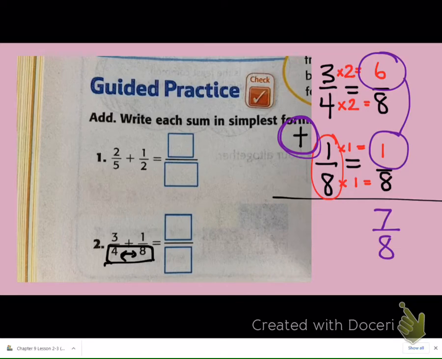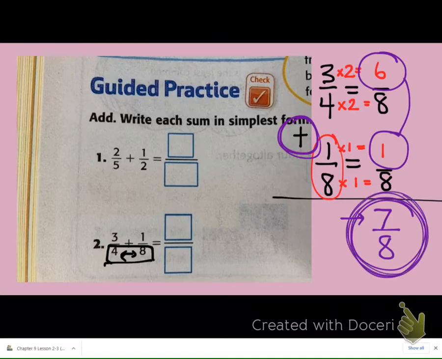Is there a factor between 7 and 8? Well, 7 is a prime number, so just 1 and 7 are the only factors. So there is nothing. It is already in simplest terms, 7/8. Hope you got that one right.